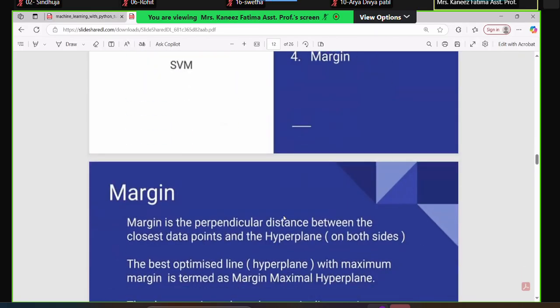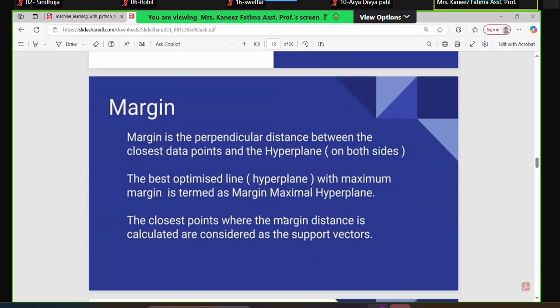The first one is the margin. We discussed this in the previous class: a margin is the perpendicular distance between the closest data point and the hyperplane, on both sides. As we discussed, we have two margins, measuring how close the hyperplane is to the data on the left side as well as the right side. The best optimized hyperplane with maximum margin is termed the maximal margin hyperplane.